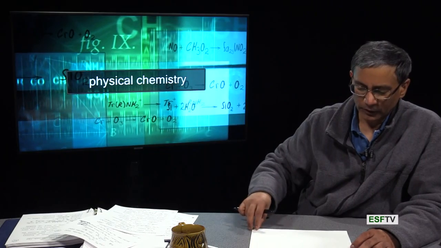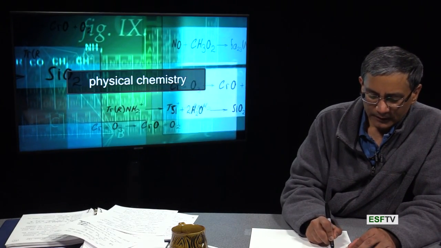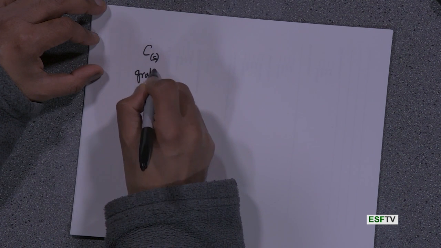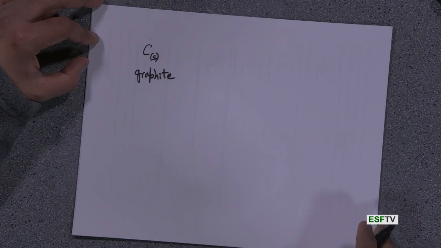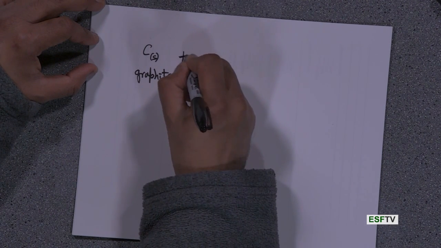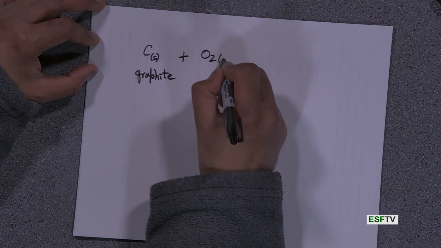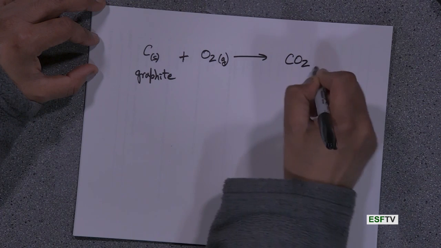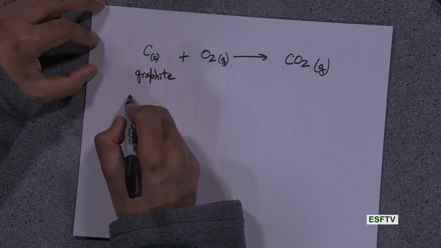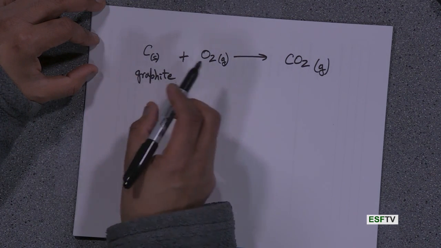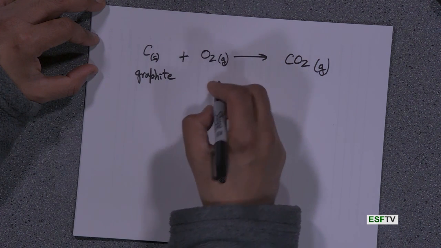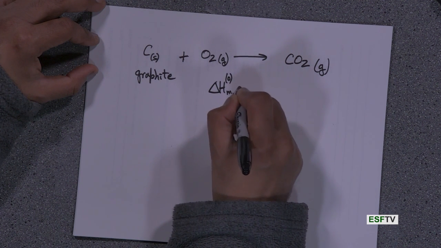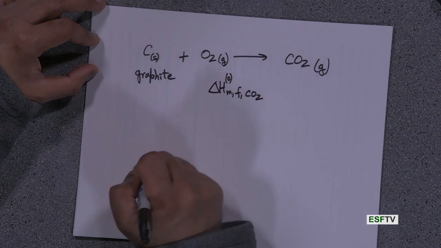for graphite, carbon solid, if we start with graphite as an example, plus oxygen in the gas phase going to CO2 in the gas phase. If we have standard states on the left and standard states on the right, the delta H for this reaction is delta H superscript 0 per mole for formation of CO2.